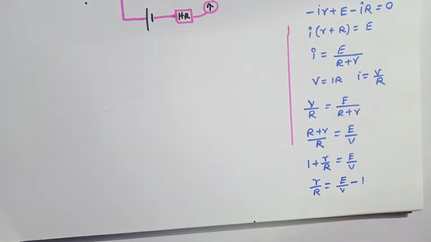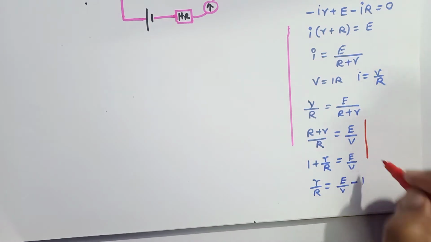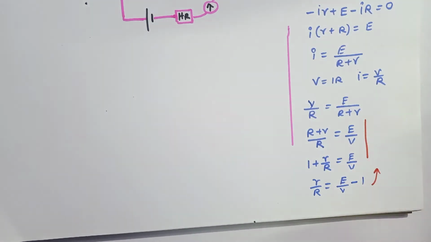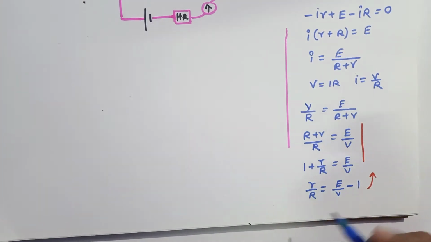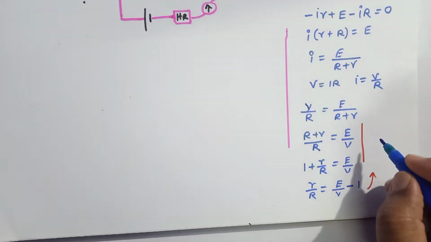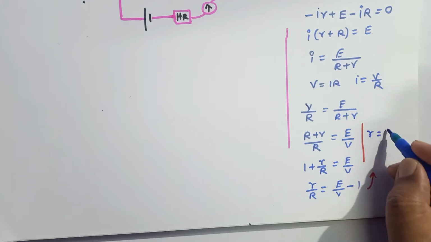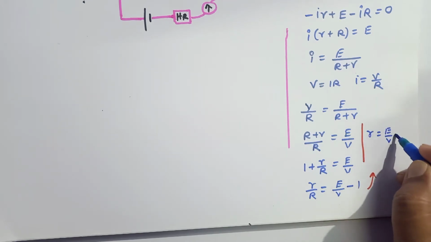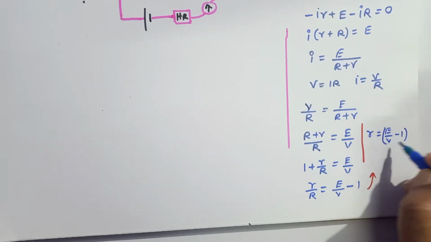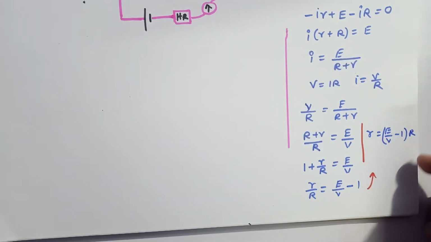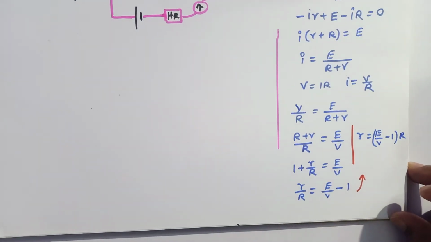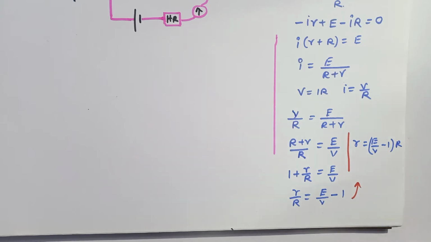Okay, so now what is the factor we have to consider here? After this, what are you going to get? Let us write here the right side. Let us see what is the next equation you're going to get here. Our aim is to find out small r. So small r is equal to capital E by capital V minus 1, into capital R. Okay, so in this way we are getting the value of internal resistance.